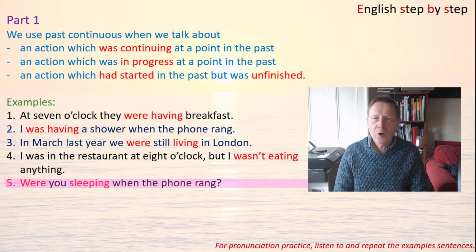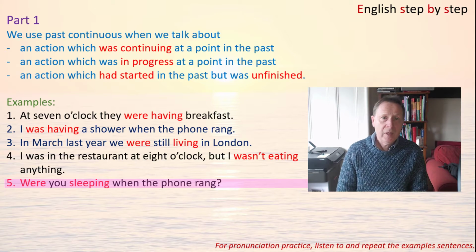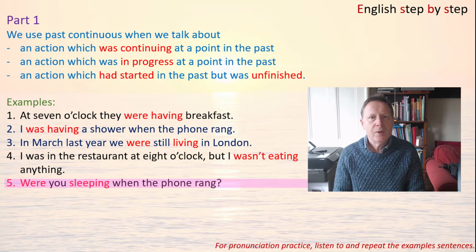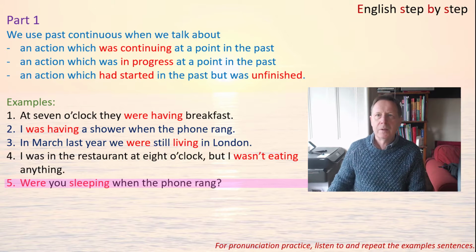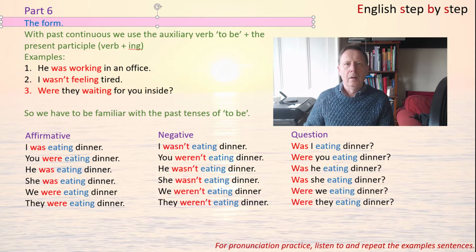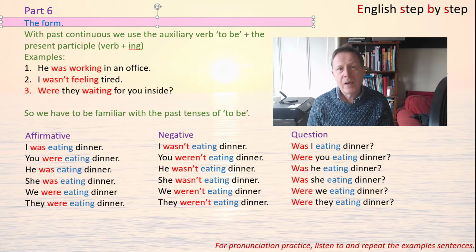So in the last video, we looked at uses of the past continuous. So now we'll move on to look a little bit at the form of the past continuous. With past continuous, we use the auxiliary verb to be, and then the present participle of the verb, plus ing.